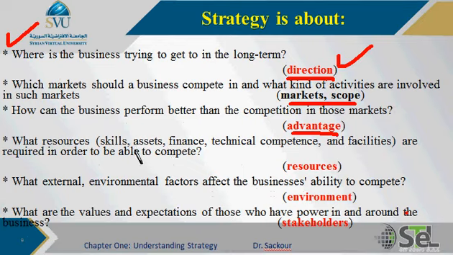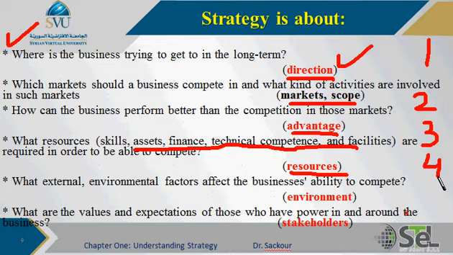What resources, skills, assets, finance? Of course, you know, guys, we have different resources: facilities, technology, competences, technical issues, financial issues, assets. All this should be prepared already to achieve our target. So first we have direction, scope of organization, advantage, resources, and the challenging environment. Especially nowadays, guys, you know how difficult it is to achieve your target at business level, country level, state level, ministry level. So please keep this in mind.